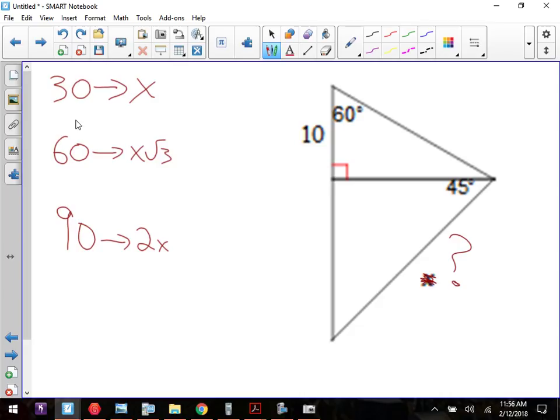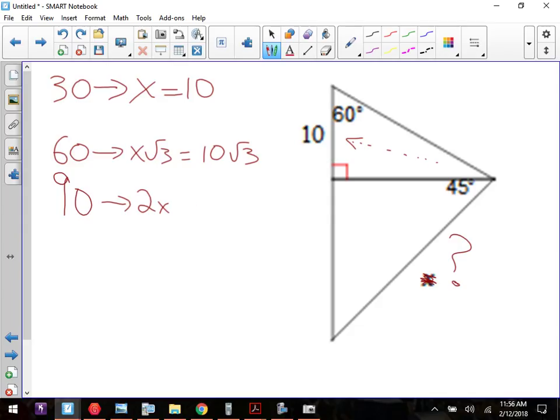Notice how I'm starting it just like we have every other problem, because if you start it this way and you write it this way, you'll be less likely to screw up. So just like you just told me, across from the 30, that side length equals 10. Which means everywhere else in that triangle, I see an x, what would I put? 10. So I know across from here would be 10 times the square root of 3. Across from the 90 would be 2 times 10, which is 20.